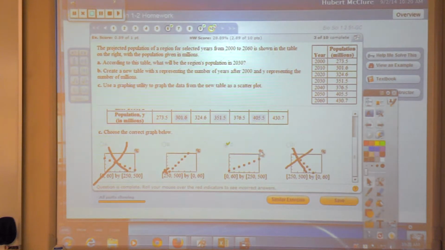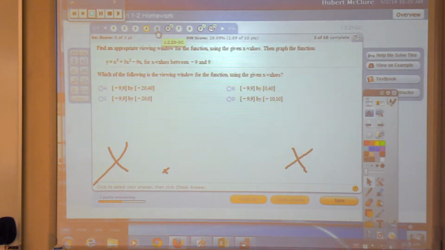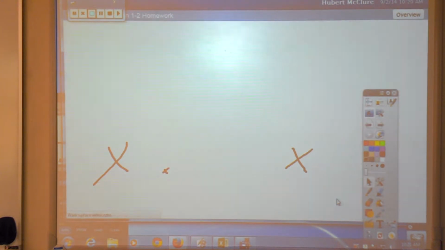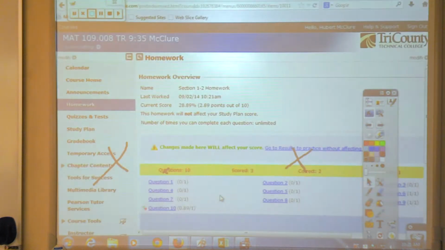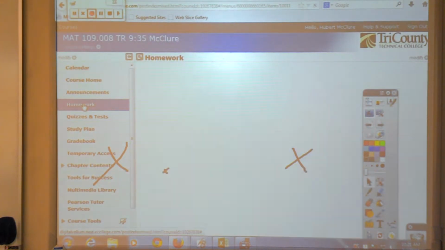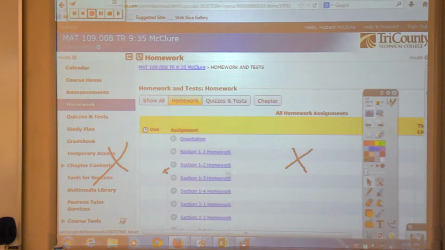Okay, who's got a question on that one? This is just a drill for the calculator. That's what this is. Or the Excel spreadsheet, whichever one you want to use. Okay, that's 1.2. Let's see what else we got on 1.3. Homework 1.3.